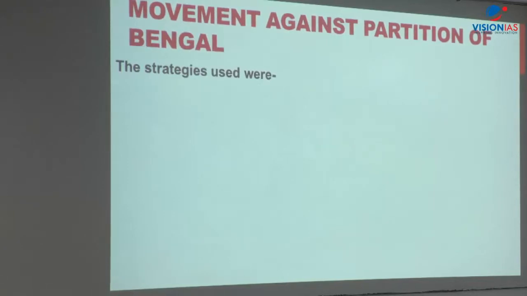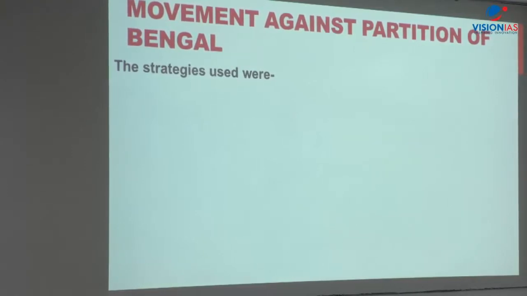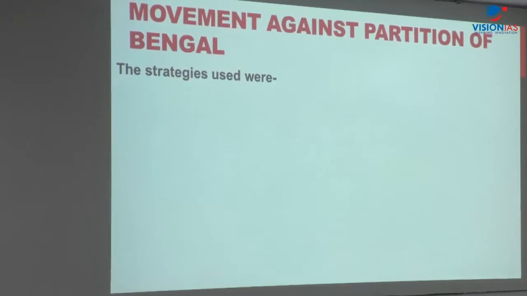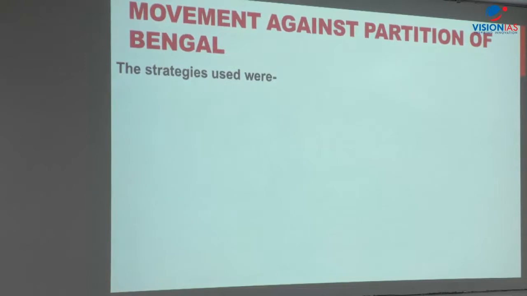So that was there. Now, in the movement against the partition of Bengal, I had told you that the instruments of boycott and Swadeshi were used for the very first time, because this was the very first mass movement. As I told you, this was the very first mass movement, so if you have to involve the masses, you have to use the means which the masses can use.